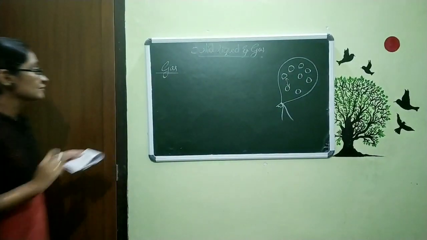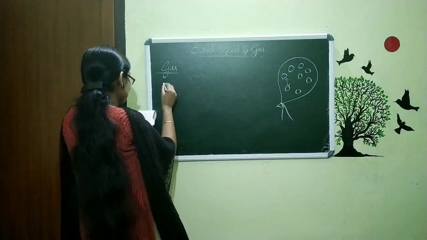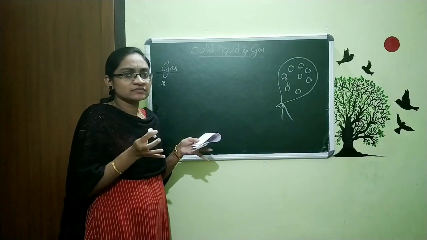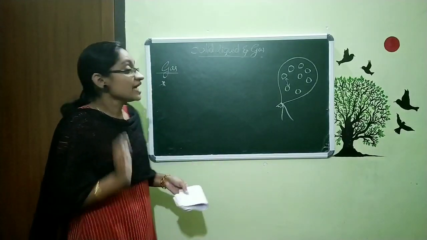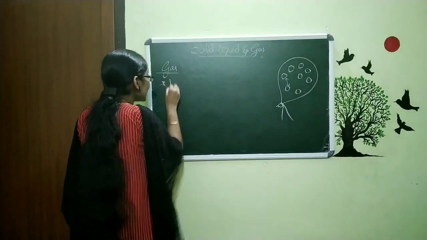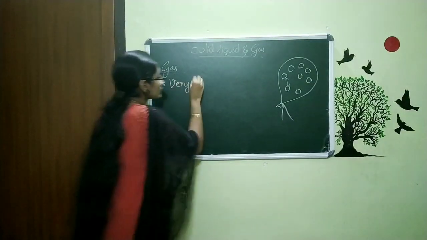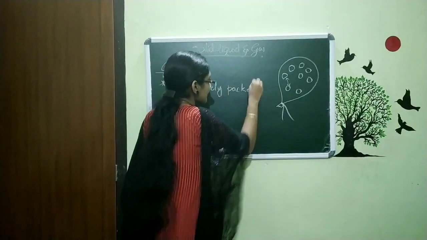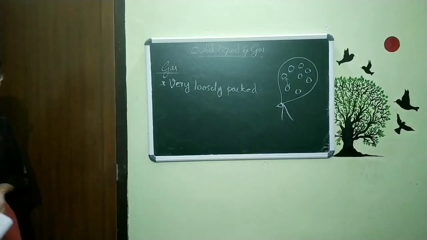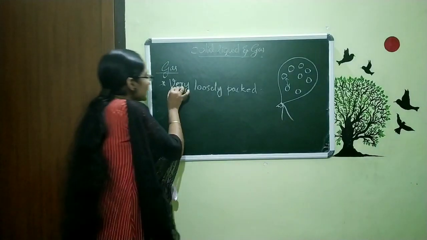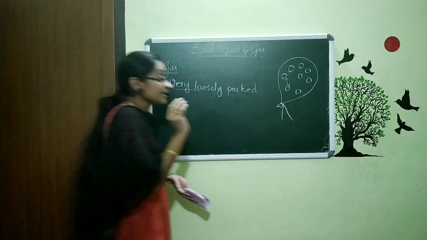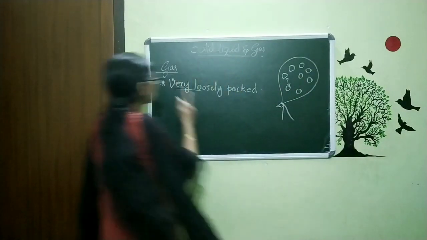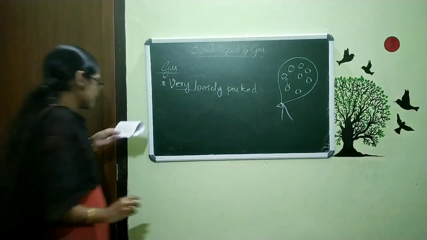So we are going to discuss about the points of the gas, and that is how they are packed. Are they very closely packed? No, they are not closely packed. And we can say it as they are very loosely packed. They are loosely packed, not simply loosely, they are very loosely packed. That means in between the molecules we have large spaces there. That is the meaning of this very loosely packed. That is the first point.